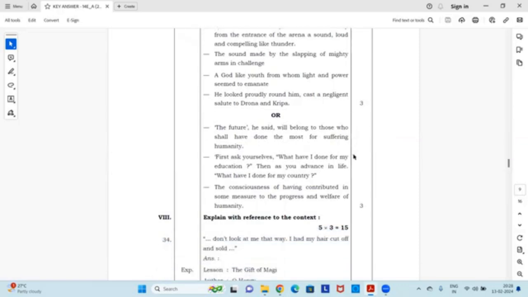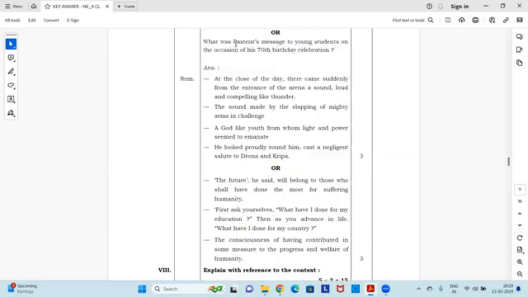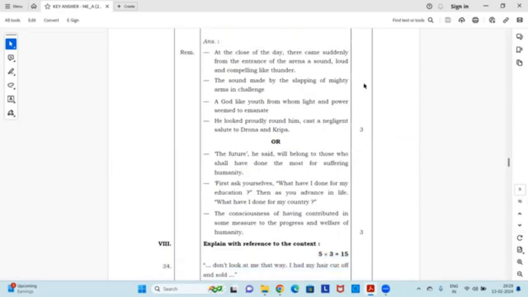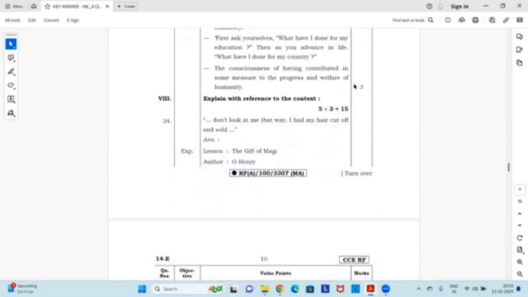Okay. Now, next optional questions answered. The future, he said, will belong to those who shall have done the most for suffering humanity. First, ask yourselves, what have I done for my education? Then, as you advance in life, what have I done for my country? The consciousness of having contributed in some measure to the progress and welfare of humanity. Okay, so these three points will give you an answer for this question: what was the pastor's message to young students on the occasion of his 70th birthday celebration? Okay, let's move to the next question.